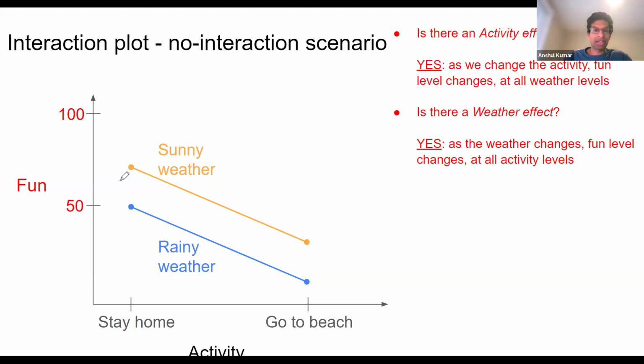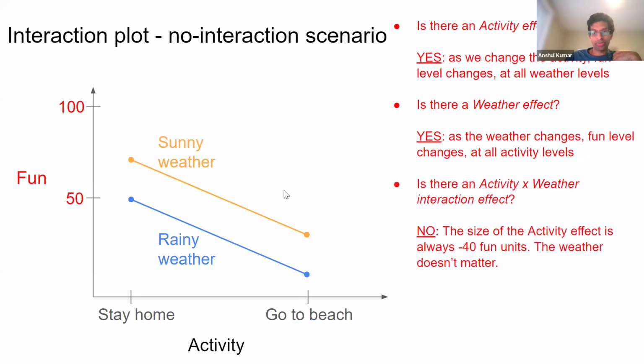The magnitude of the activity effect was -40 from here to here and from here to here, regardless of the weather. And then regardless of our activity, the change in weather from rainy to sunny took us up on our fun scale by 20 units in both home and beach scenarios. So this reveals that there's no interaction.